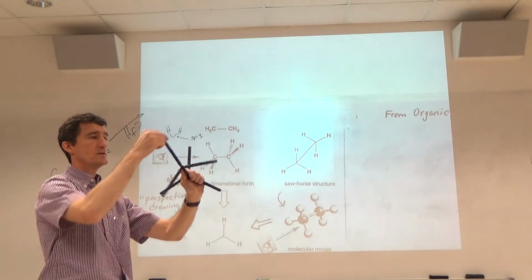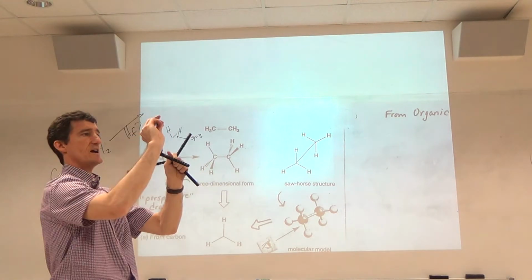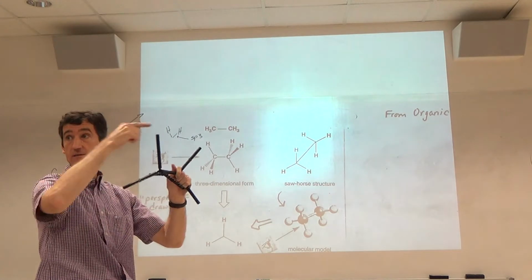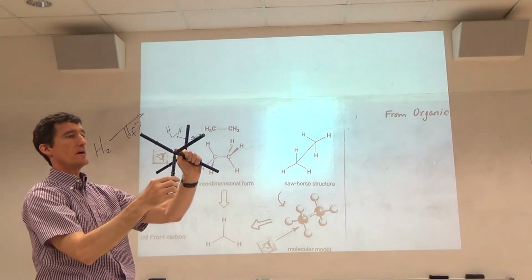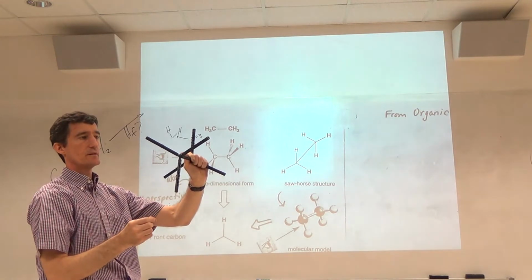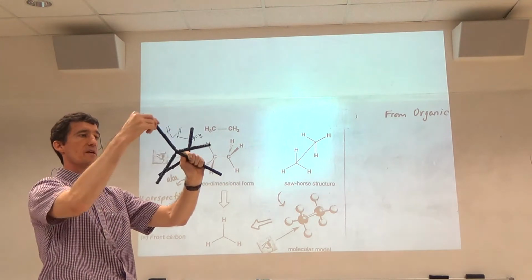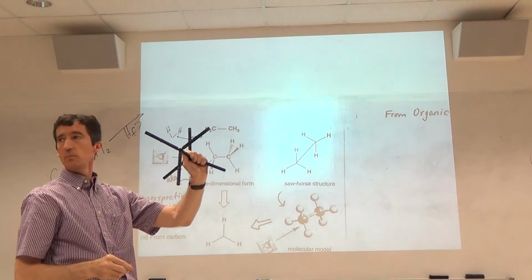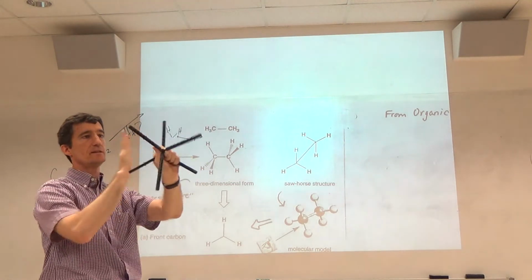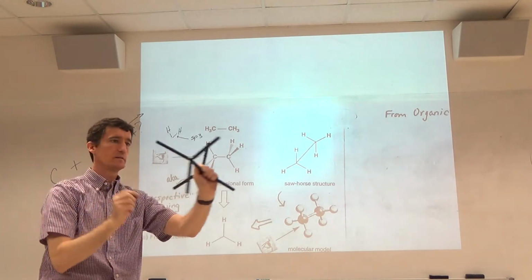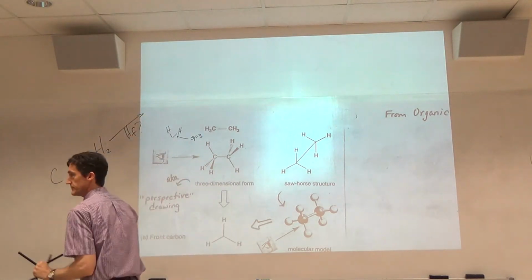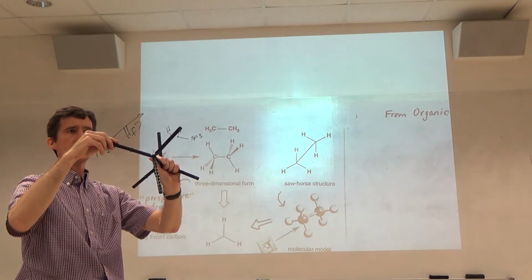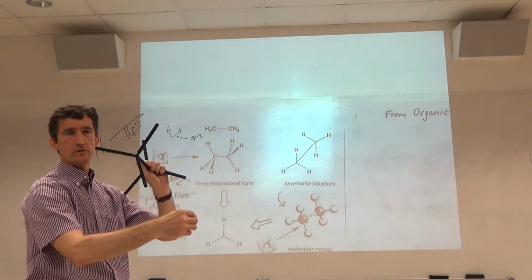How much did we rotate this? If I go from here to here, that's 180, and all the way back around, a whole turn, is 360. When I go from here to here, how much did I rotate? If I went there, that'd be 90, right? I didn't go that far. I went right here. How much did I rotate? 60, right? Let's keep an eye on that number.